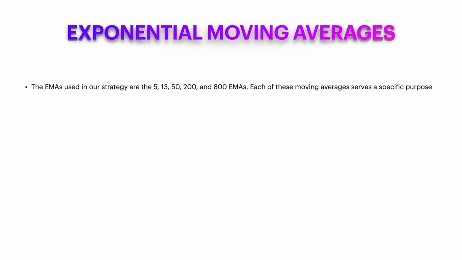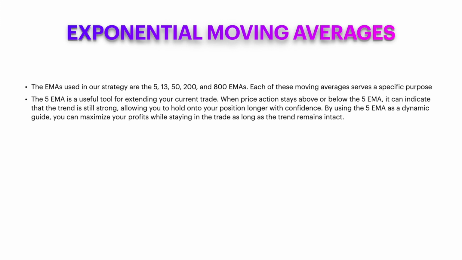With that being said, the EMAs that we use in our strategy are the 5, the 13, the 50, the 200, and the 800 EMAs. Each of these moving averages serves a very specific purpose. The 5 EMA is a useful tool for extending your current trade. When price action stays above or below the 5 EMA, it can indicate that the trend is still strong, allowing you to hold onto your position longer with confidence. By using the 5 EMA as a dynamic guide, you can maximize your profits while staying in the trade as long as the trend remains intact.